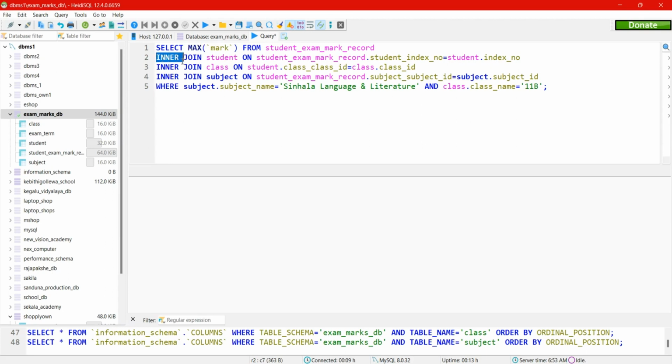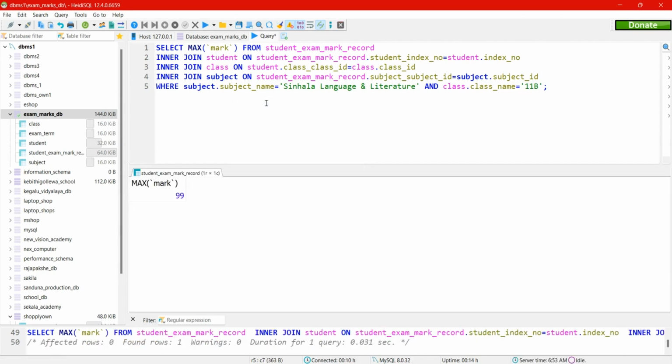Then we have joined 3 tables in this query. According to the question, the first table is the student table, then the class table, and finally the subject table. The conditions we have given are subject name and class name. The subject name should be Sinhala language and literature, and the class name should be 11B. So this is the query for the first question.